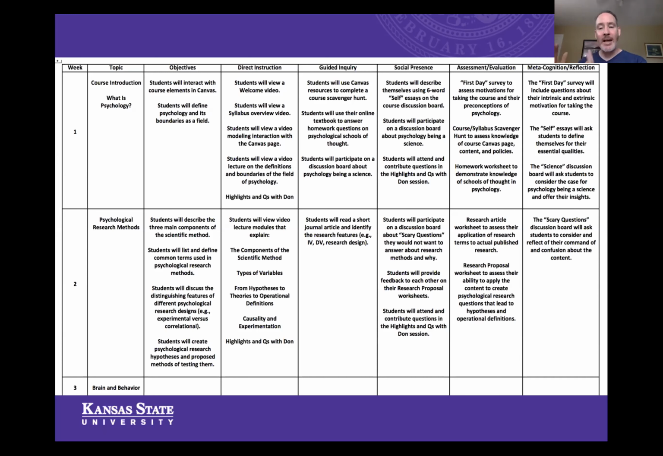And then in this last thing, this metacognitive reflection piece that Katie talked about, on that first day survey, they're answering questions about their intrinsic motivation and their extrinsic motivation for taking my class.